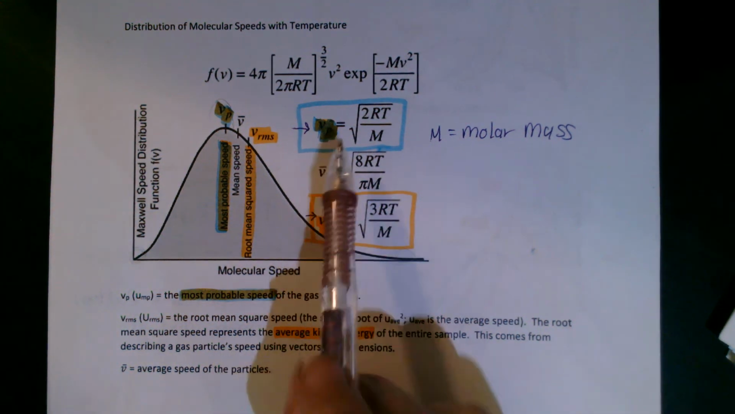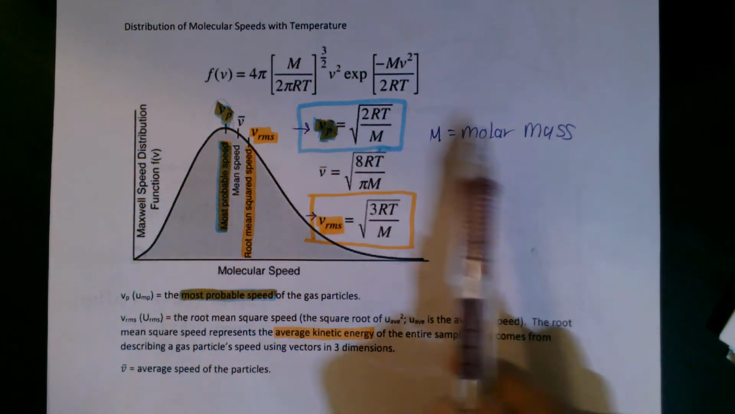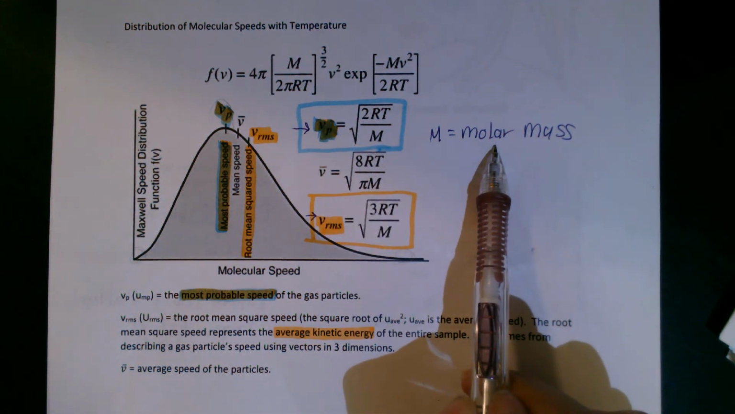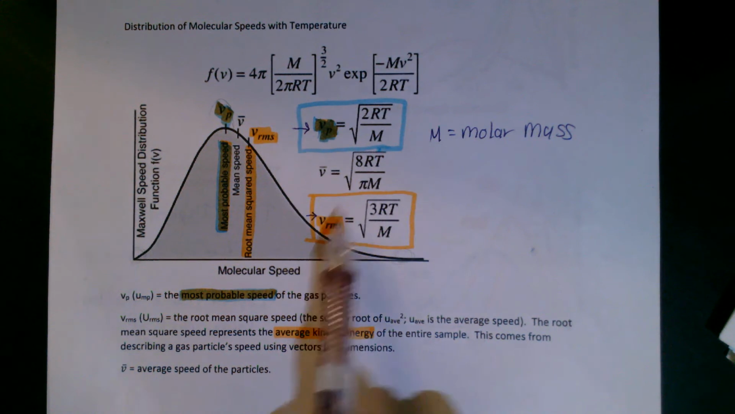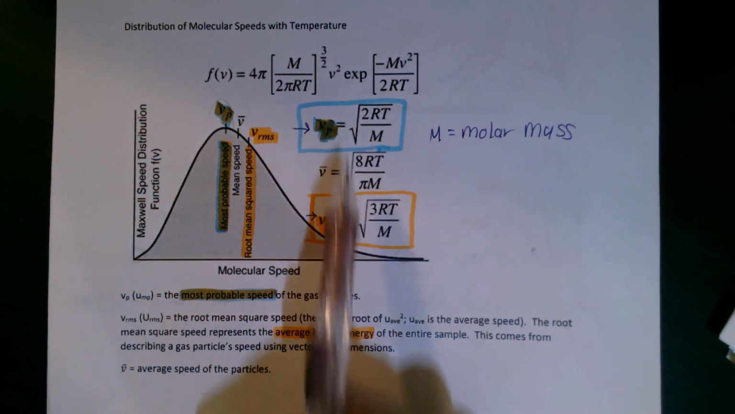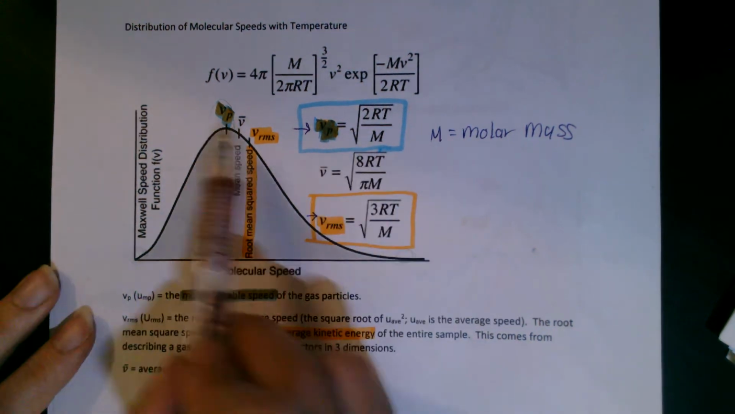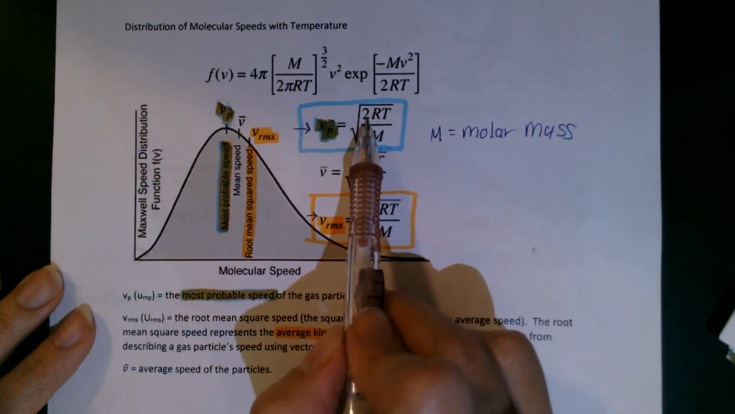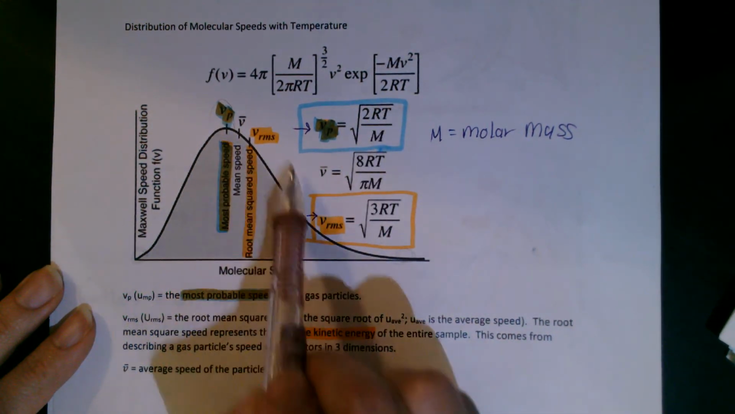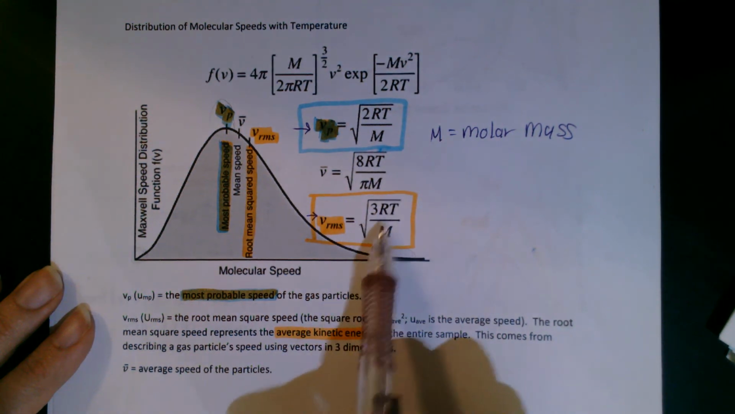To calculate this, it's the square root of 2RT over M, where M represents the molar mass of the gas. And for this one, it's the square root of 3RT over M, where M is the molar mass. So we can calculate the points up here by the square root of 2RT over M, and this point here, which represents the kinetic energy, by the square root of 3RT over M.